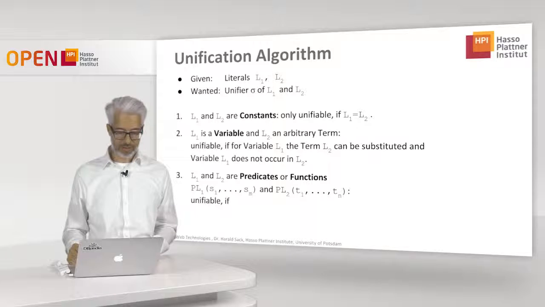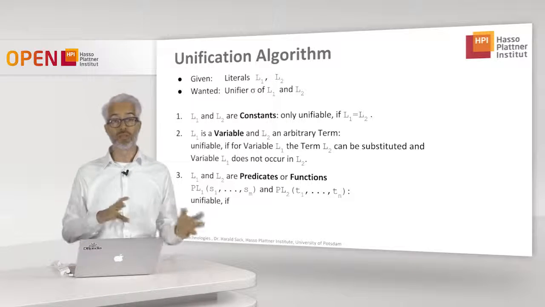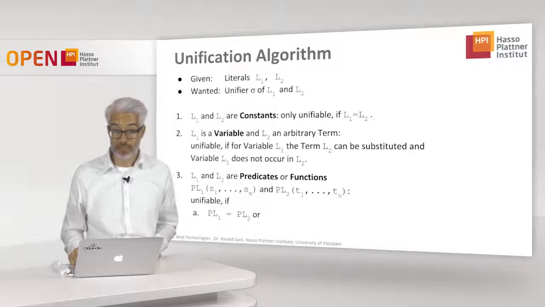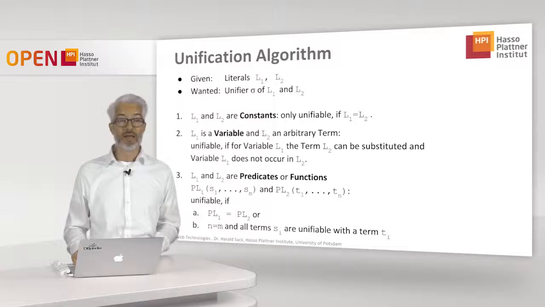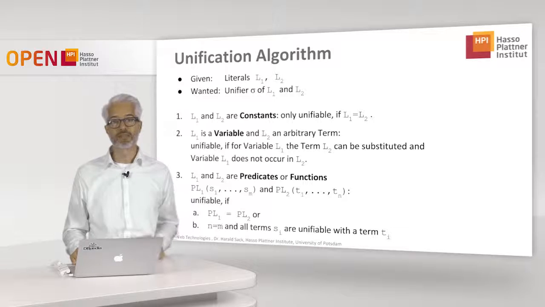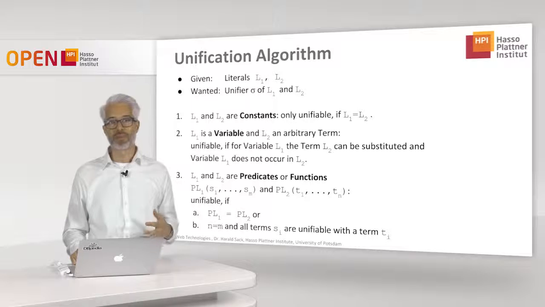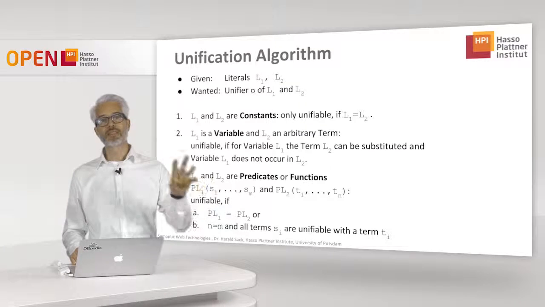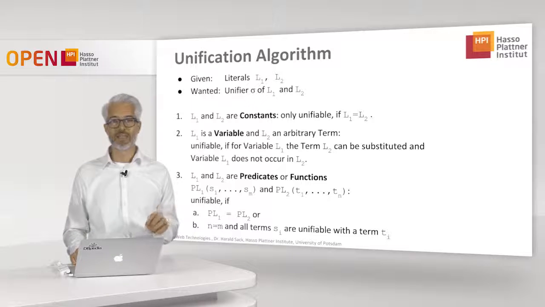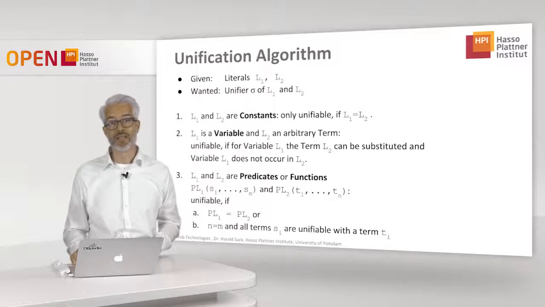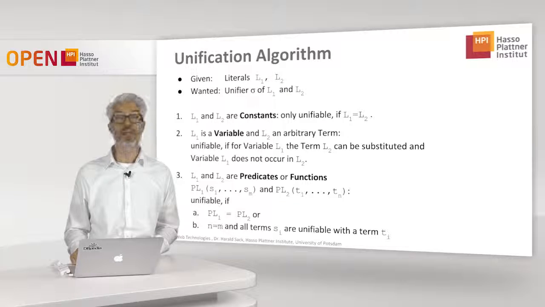So they are here denoted as PL sub 1 and PL sub 2 over, of course, a bunch of more primitive expressions. And they are only unifiable either if both of them are exactly the same, or the arity of both must be the same, so n must equal m, so the indices must be the same number, so both of the predicates should be applied to the same number of variables. And then all the terms which are inside these predicates must be unifiable with a term of the other expression. Only then we can make a unification.